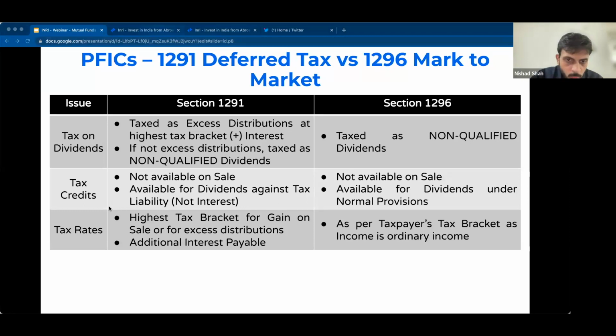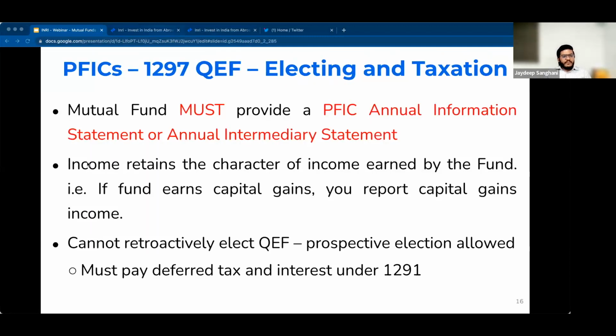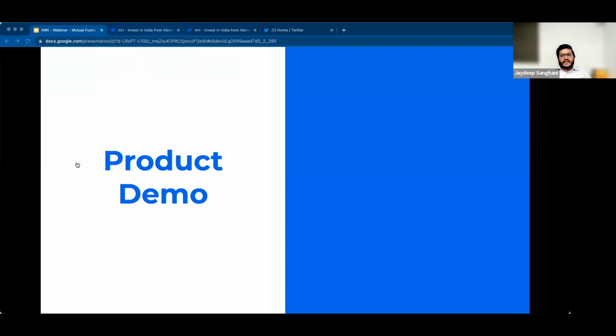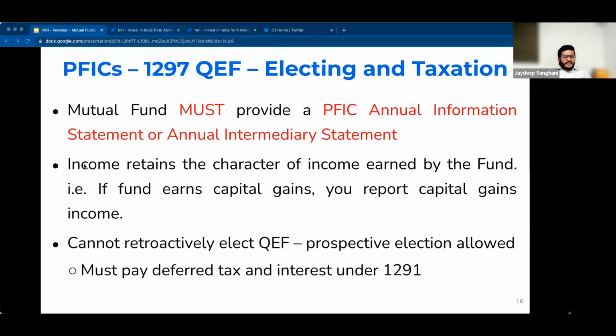Now, the third and the final election is the qualified electing fund election. The QEF election, as I said, most of the Indian mutual funds that are listed do not provide an information statement that is required. So a PFIC annual information statement or intermediary statement is a must if you want to elect this qualified electing fund. What happens in this situation is that if the mutual fund earned capital gains, your income is also capital gains, and you cannot retroactively elect this. You only have a prospective option, but must pay tax under the 1291 deferred tax rules.